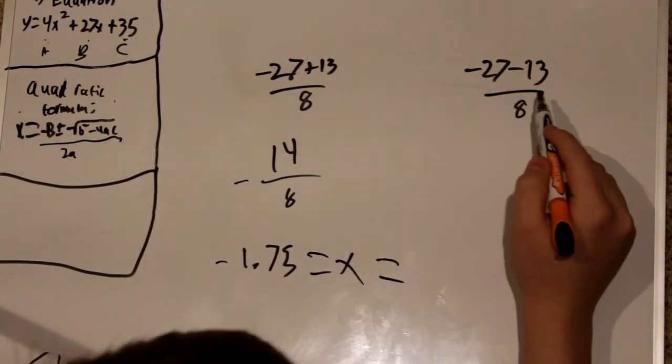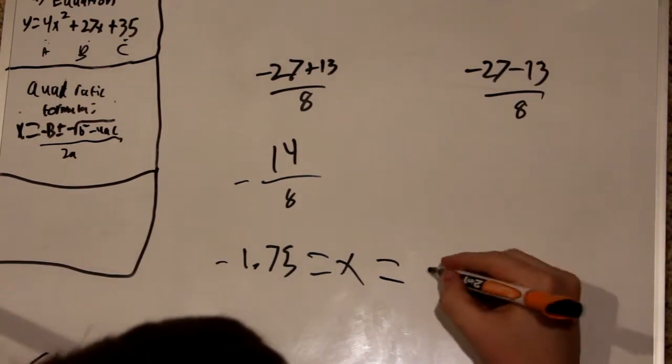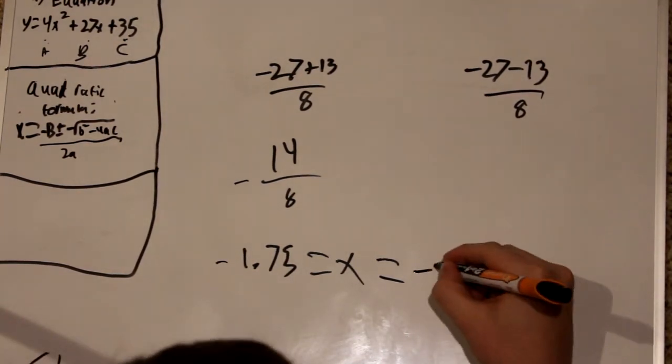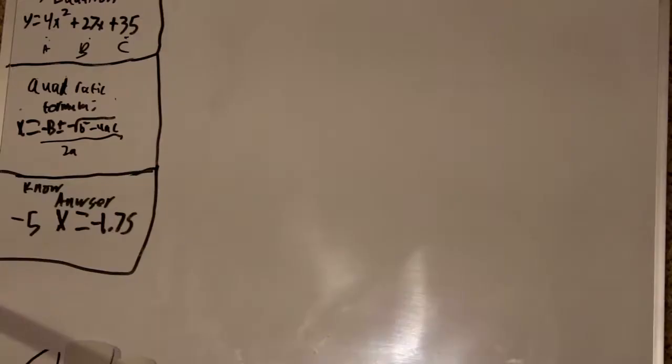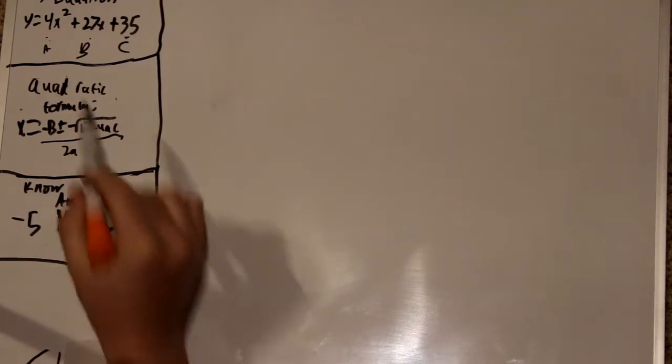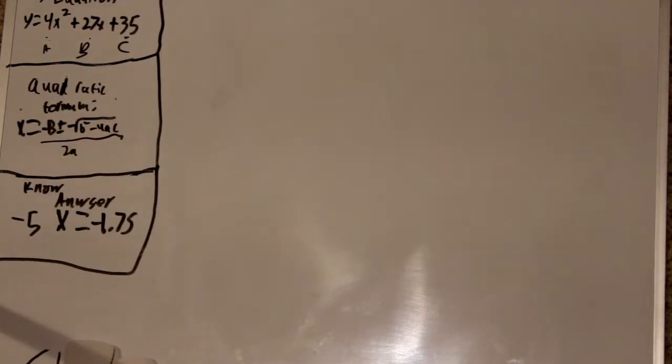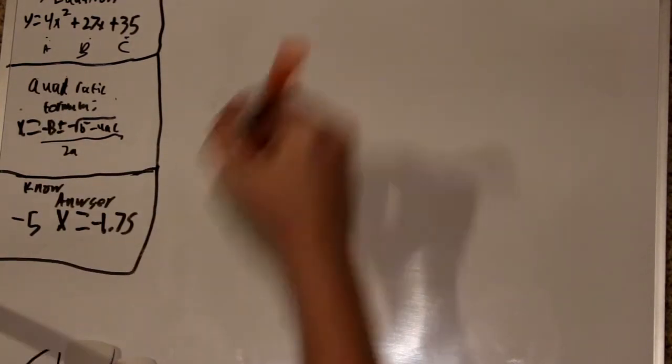Negative 27 minus 13 is negative 40. Negative 40 divided by 8 comes out to a nice negative 5. These are our two answers. So how do we know that these two answers actually do solve this when y equals 0? Well, we can just plug them in.